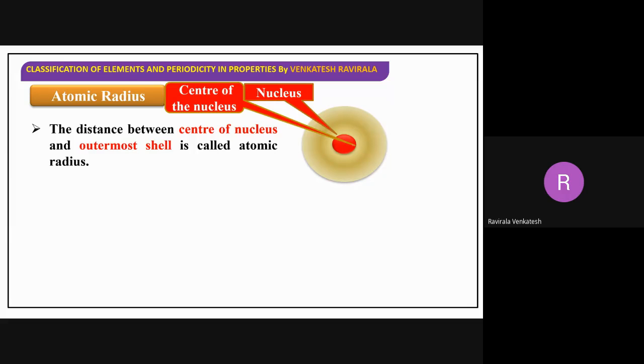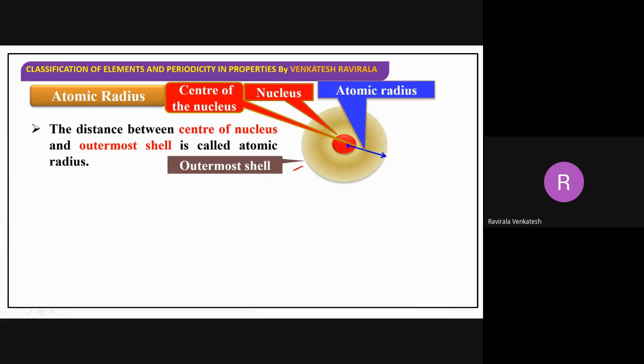Now where is the outermost electron? Here it is, the outermost electron. This part is the nucleus and this is the outermost shell here. Now the distance from the center, the blue line you are observing now, that you are calling atomic radius. So the diagram shows what atomic radius is. Very simple: the distance from the center of the nucleus to the outermost shell. This blue part you are observing now is called atomic radius. Correct or not? Understood, everyone?